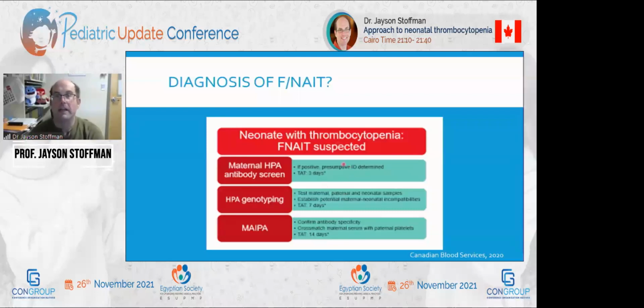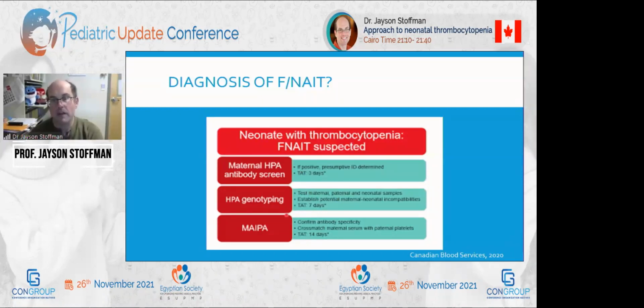And I say that for two reasons. One of them is it takes a long time. So this is kind of the stage. This is a slide from Canadian Blood Services. Winnipeg, our center, is actually the national reference lab for platelet testing. So the first thing they will do is a maternal human platelet antigen antibody screen. So they'll look to see, does mom have HPA antibodies at all? And if it's positive, then that's a presumed confirmation of NAIT. But again, the turnaround time there is 3 days.